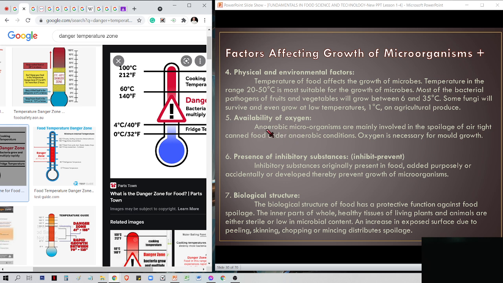In an anaerobic or limited oxygen environment, microorganisms are mainly involved in the spoilage of airtight canned food under anaerobic condition. Oxygen is necessary for mold to grow. So, as I said, this comes from canned goods or cans, guys. If you are preparing canned goods, I said it is important to know which factor or element must be removed.